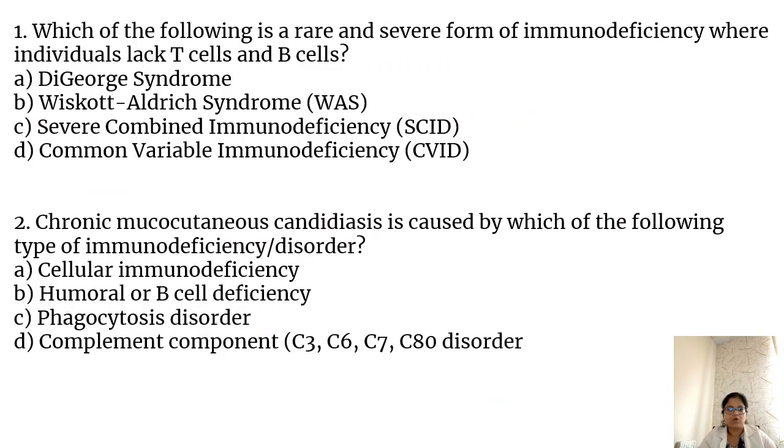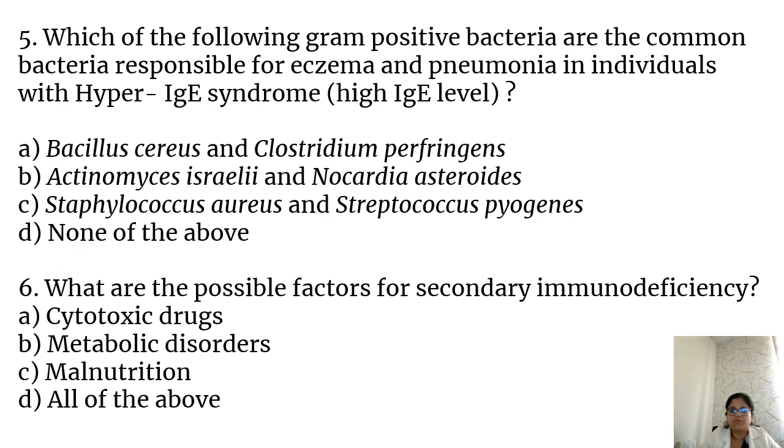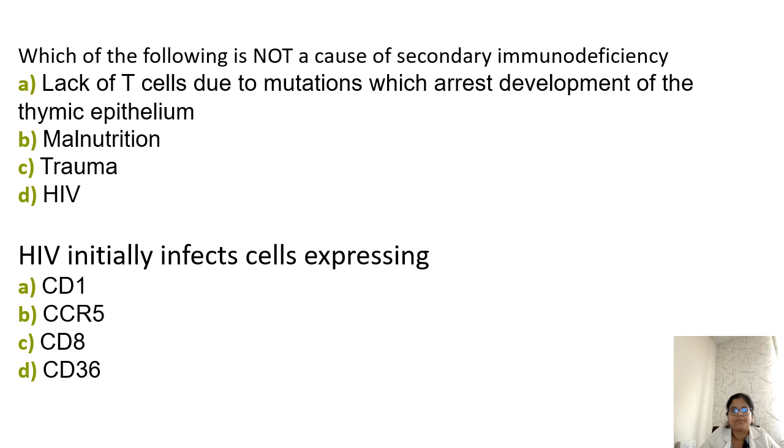As a small questionnaire: which of the following is a rare and severe form of immunodeficiency where individuals lack T and B cells? Yes, it's severe combined immunodeficiency. The term itself tells about that. Which is not a primary immunodeficiency disorder? Yes, AIDS. AIDS is a secondary disorder. Then what are the possible factors for secondary immunodeficiency? All of the above. And HIV infects the cells expressing CCR5.